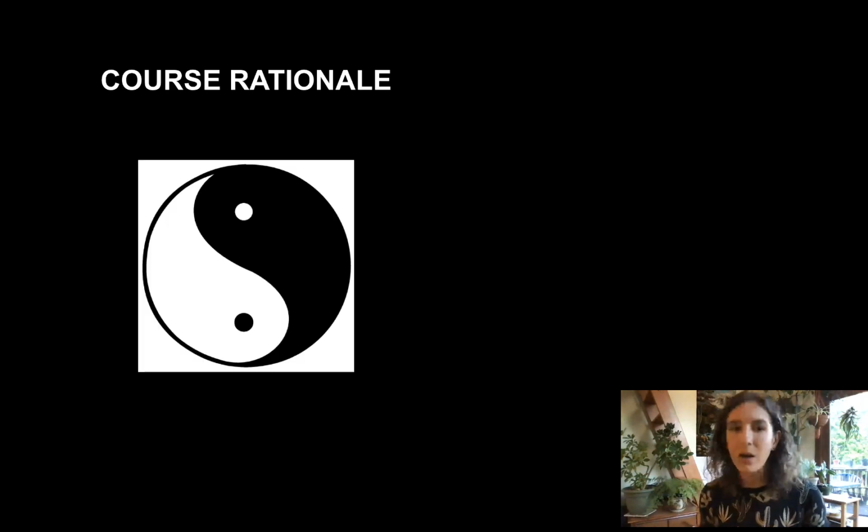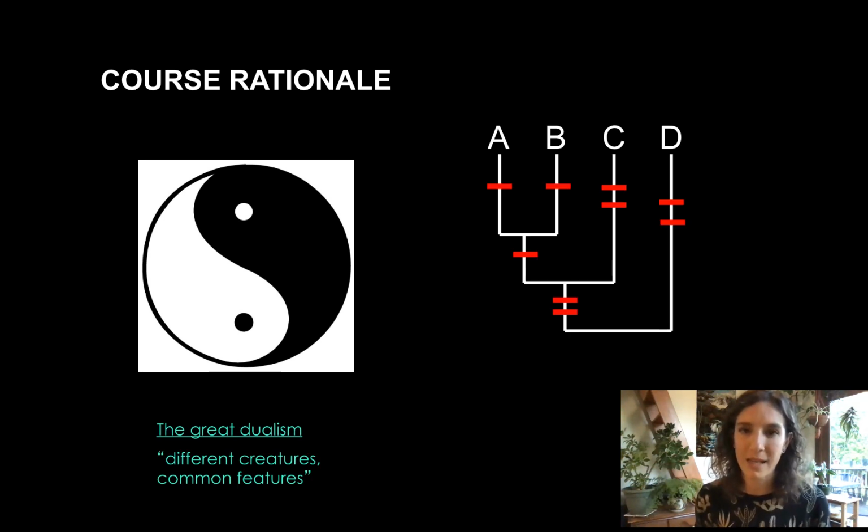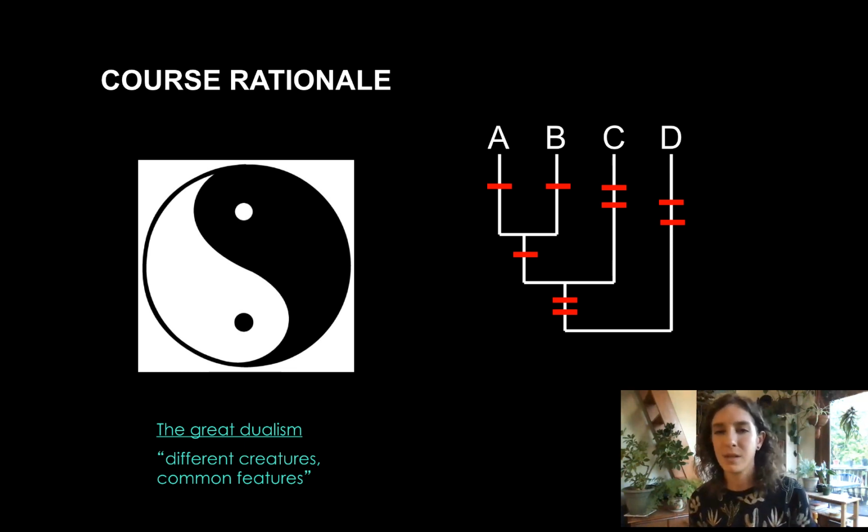The other part of knowing a plant is its history, its evolutionary history. Where did it get the traits that it's got? Who is it closely related to? Remember the great dualism, different creatures, common features. We've got all of these things, all of these irises, right?